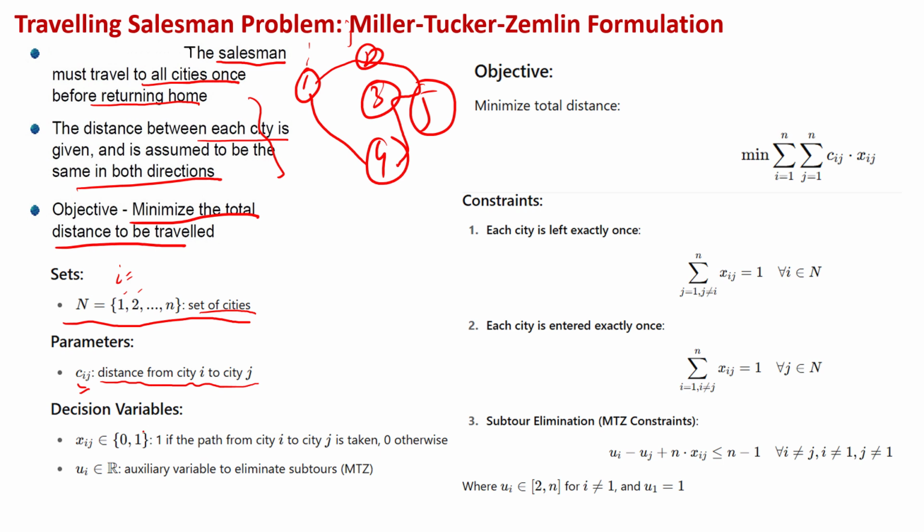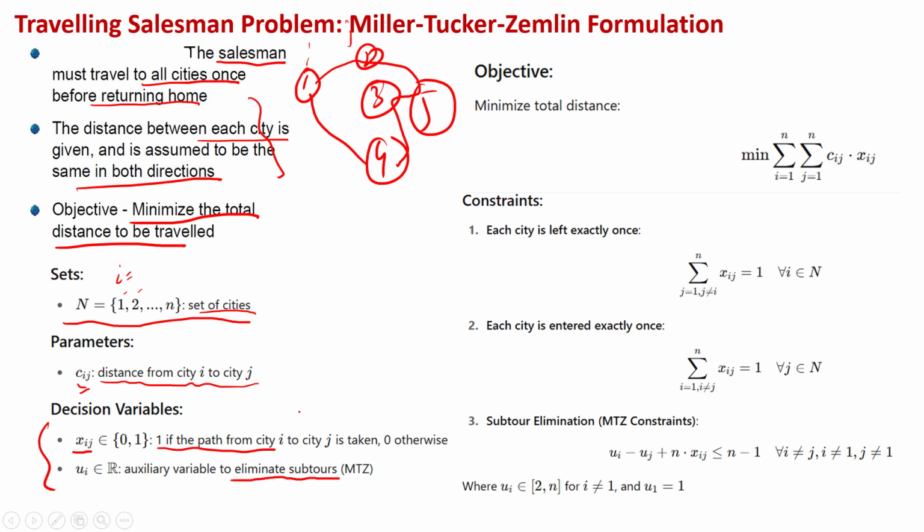The decision variables in this MTZ are of two types. One is xij, which is always a binary variable. The value of xij would be 0 if there is no travel from i to j, and it would be equal to 1 if we are traveling from i to j, which means there is a path. Whereas ui is a dummy variable which is going to eliminate the subtour.